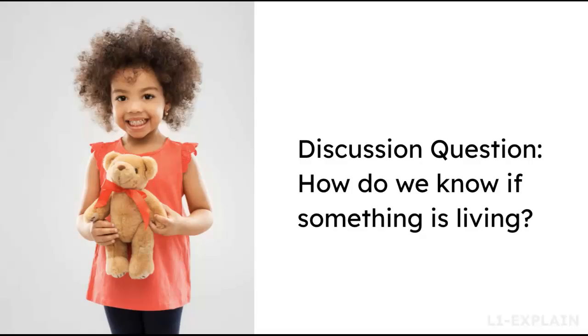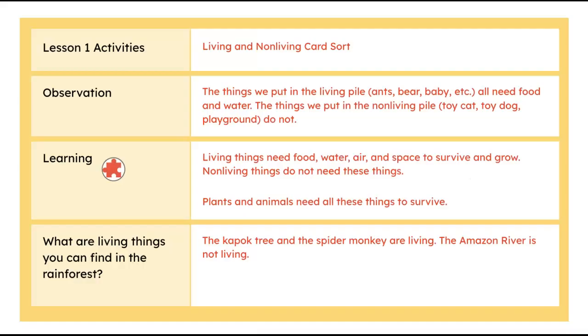For the Explain portion, you'll invite students to gather in a circle to share their findings about how they sorted the cards into living and non-living things. You'll use the provided questions to guide your discussion around the question, how do we know if something is living? The goal of this class discussion is to analyze student data and figure out what makes something living versus non-living. Use the discussion to create the Lesson 1 summary chart.